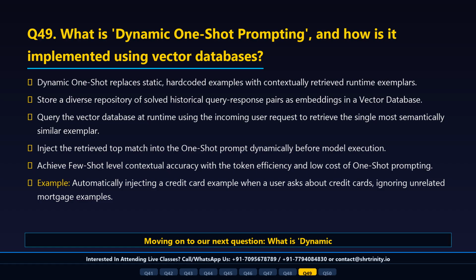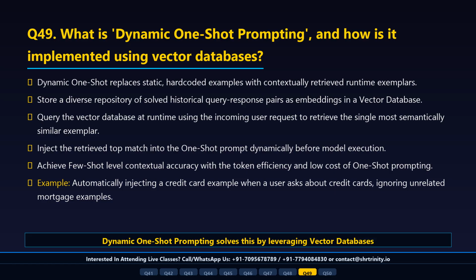Moving on to our next question, what is dynamic one-shot prompting, and how is it implemented using vector databases? Static one-shot prompting relies on a single hard-coded example embedded in your prompt template. But if your application handles a wide variety of domain topics, a static example that works great for topic A might completely fail for topic B. Dynamic one-shot prompting solves this by leveraging vector databases to construct context-aware prompts dynamically at runtime.